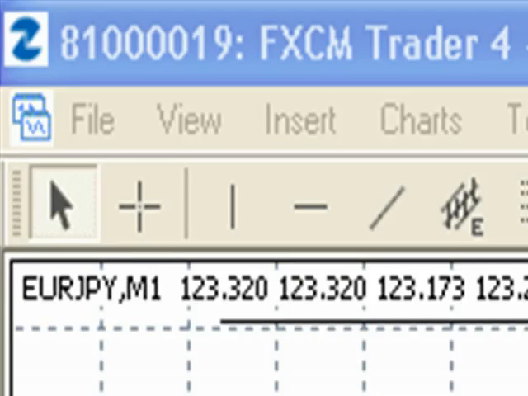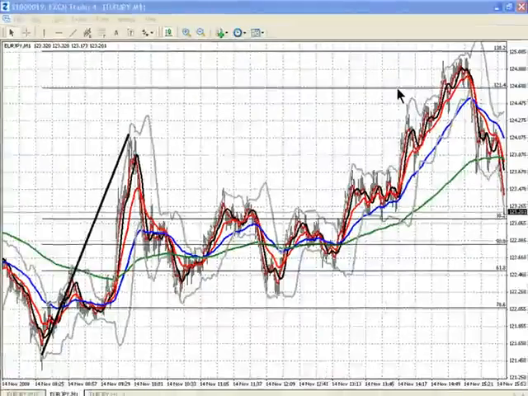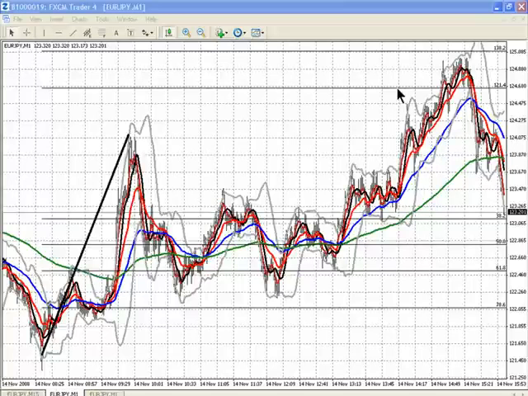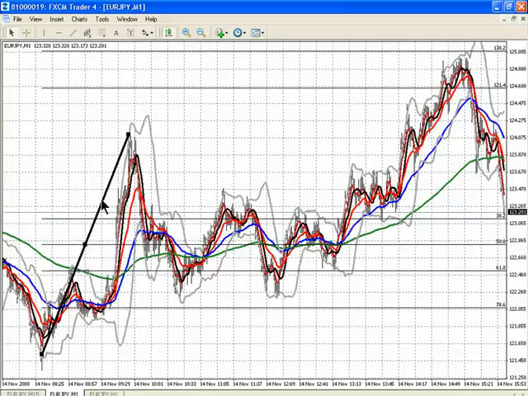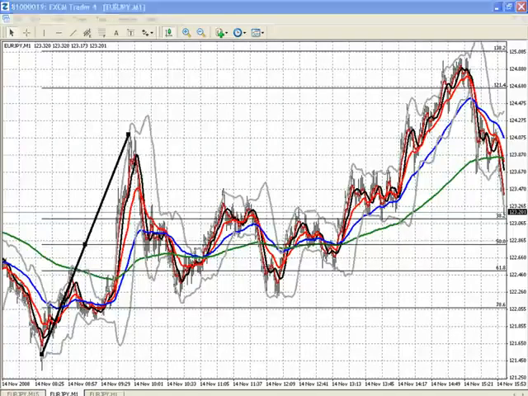Now, I'm showing you here, this is a 1-minute chart on the Euro-Yen today. Right now, this is live on the FXCM MT4 trading platform. Let's talk about what actually happened today. I have a fib study here, and what I've done already is I've measured this large swing high with this swing low, and I want to show you, nice and simple.